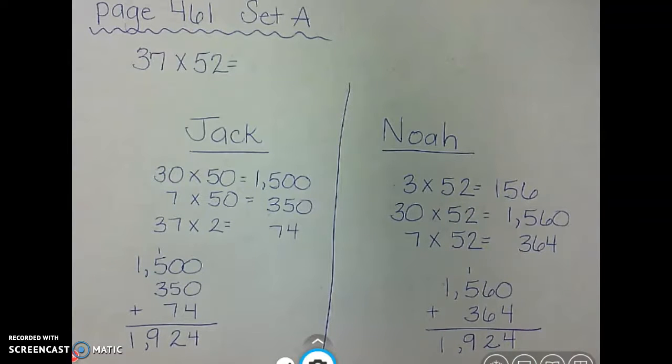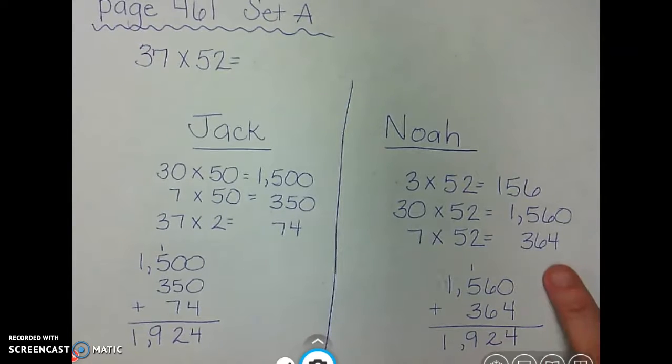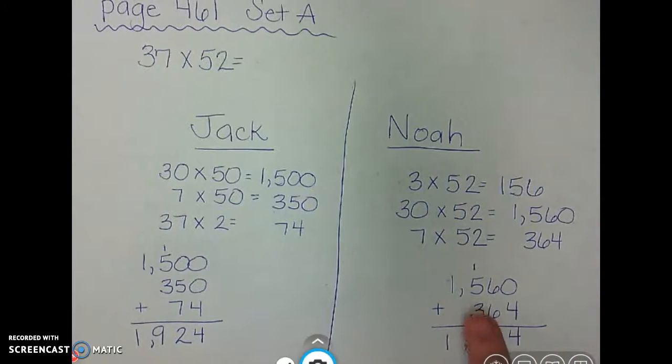Then all I had left to do was the 7 times 52. And so 7 times 52 is 364. So then I added 1,560 to 364, and that gave me the answer of 1,924. Now, you may have decided to do it a completely different strategy.